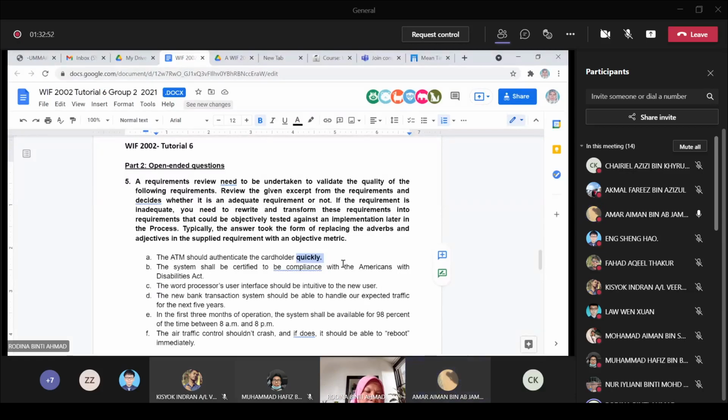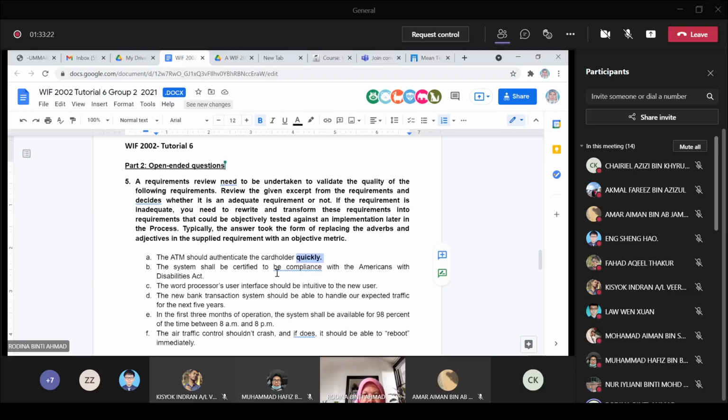So that will be more measurable. At the same time, you can test it later on, and you can assess whether you can fulfill these requirements or not. The test cases can be created based on the measurable requirements, rather than this kind of ambiguous requirements, especially when you use words like quickly. Okay, thank you. All right, how about B?